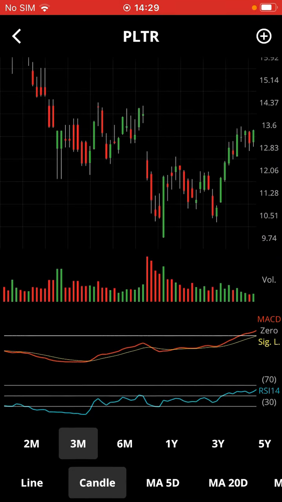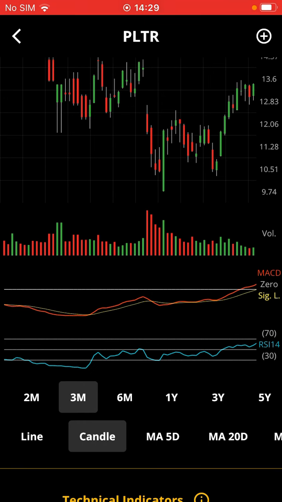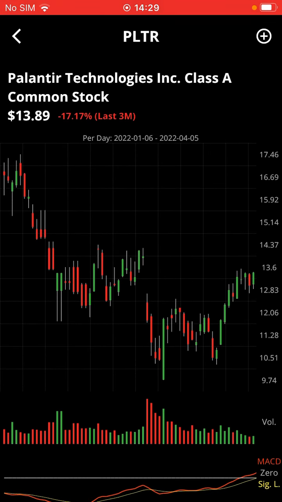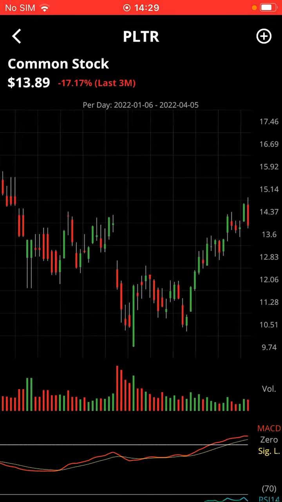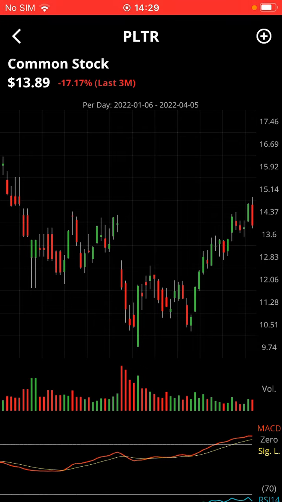So what we see when we have a quick look at the stock itself, in the last 3 months, the price has gone down by 17.17%. But in the last 2 weeks or so, the price has been increasing. It went up from the levels of $11 to the levels of $14.